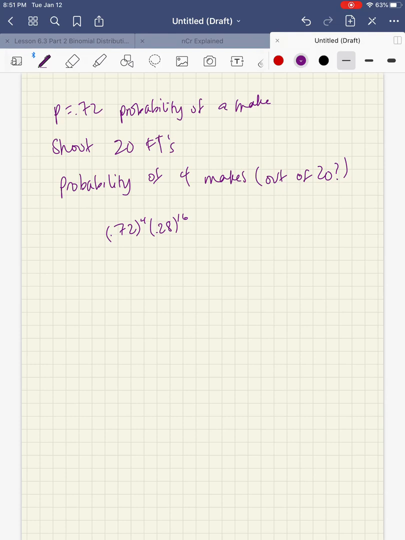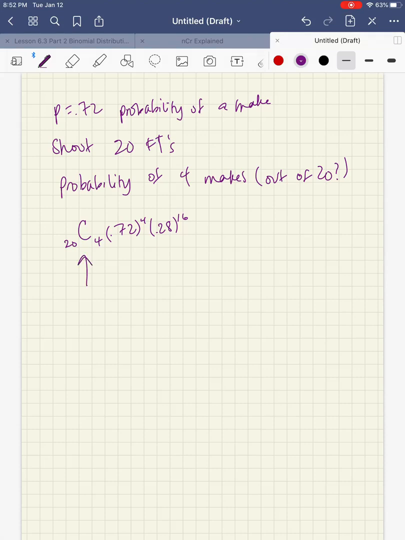But I know that this can happen a lot of different ways. I don't know how many different ways, okay? But I know that it can happen a lot of them. To calculate that, I'm going to use 20 choose 4, okay? And I'm just going to use my calculator to find that, okay?